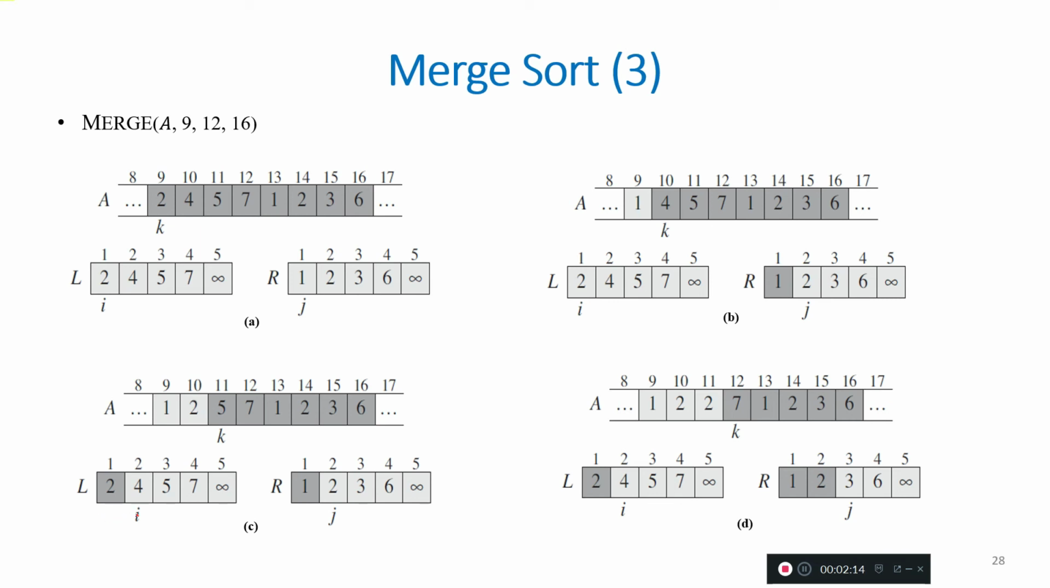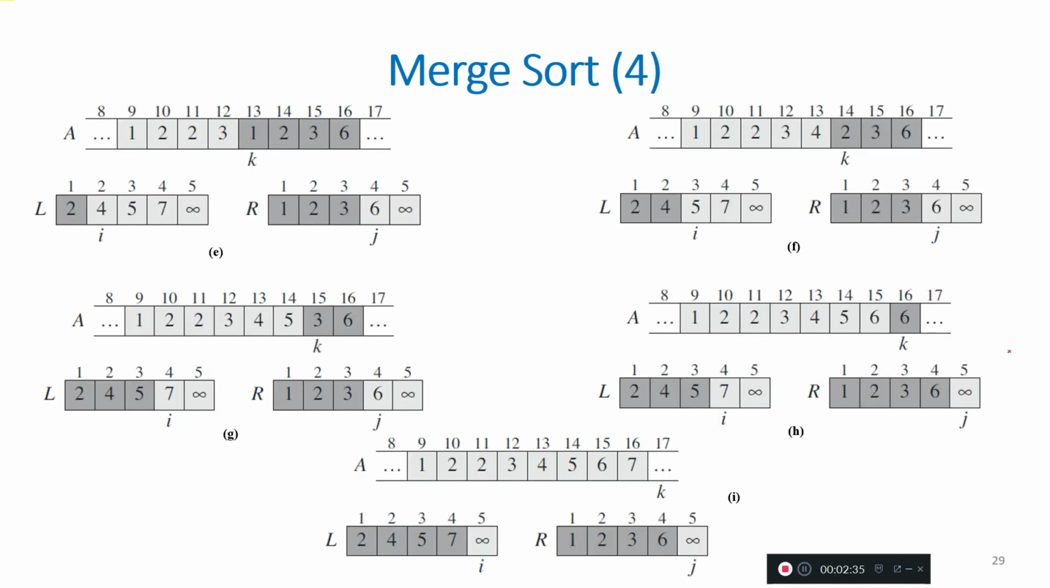Now we move the index I and we compare the second element in L with the second element in R. 4 and 2. So 2 is lesser than 4, so we replace 5 with 2, which we see over here, and we move the index by 1. And we keep doing this till we reach the sentinel, which is the infinite sign. Once we reach this infinite sign, we know that we have reached the end of L and R, and we have already sorted the array.